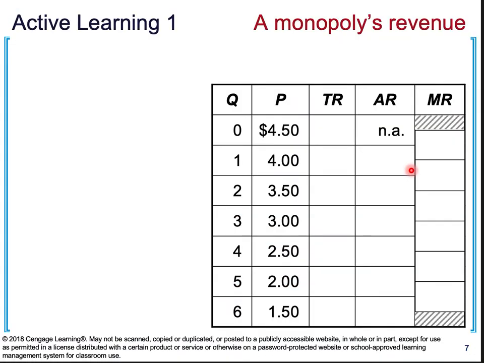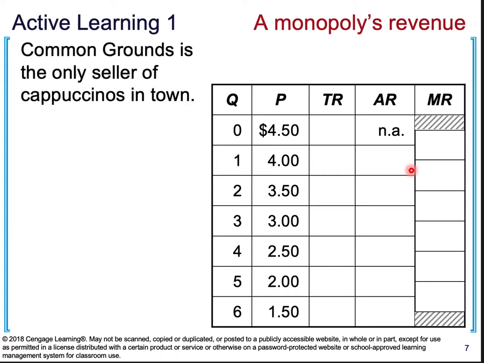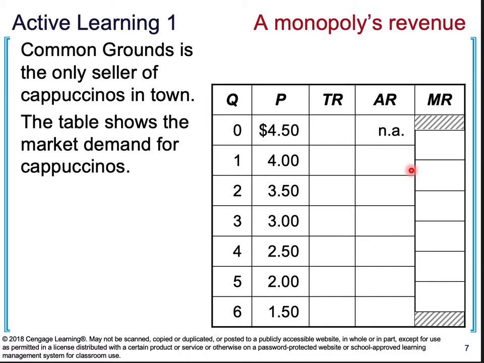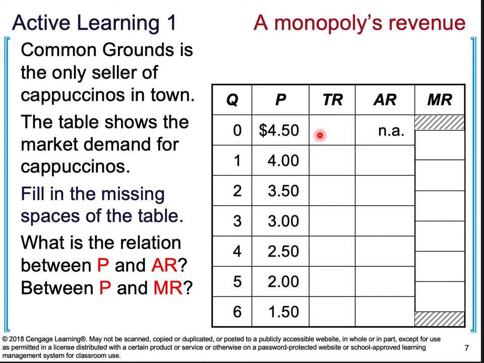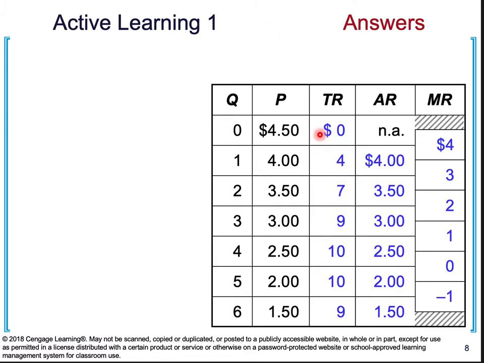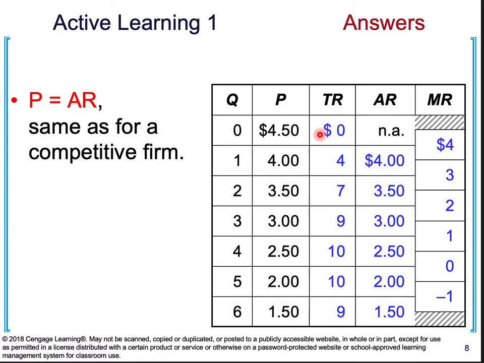Okay, so here we're going to look at monopoly's revenues. So Common Grounds is the only seller of cappuccinos in town. The table shows their market demand for cappuccinos. So I want you to fill in the missing table. So total revenue when the quantity is 0 and price is $4.50, it's going to be 0. So again, you can pause the video, fill it out. Here, as price decreases, you see total revenue increases as well. And it gets to a point where then it starts to decrease. So it peaks at 10 and then it drops after.